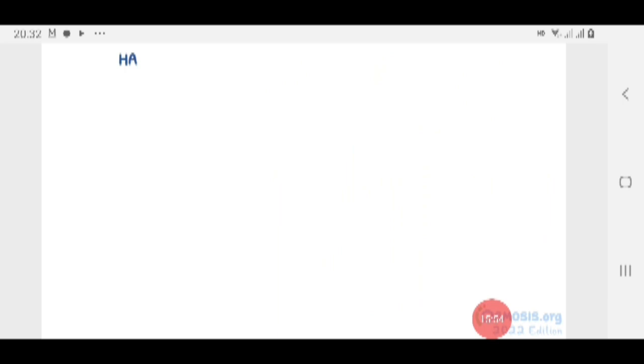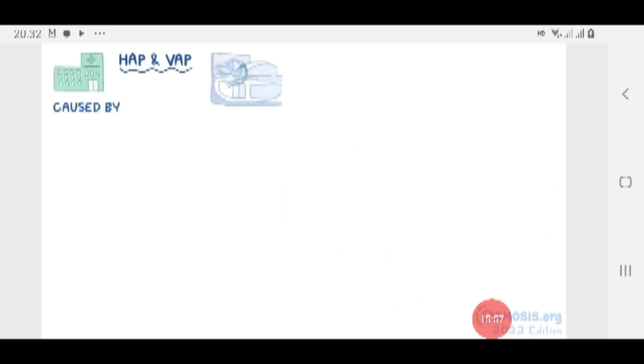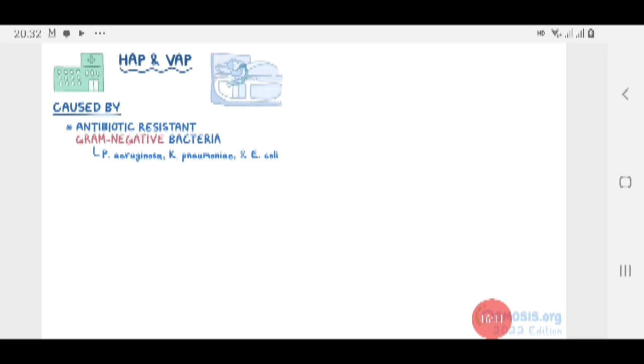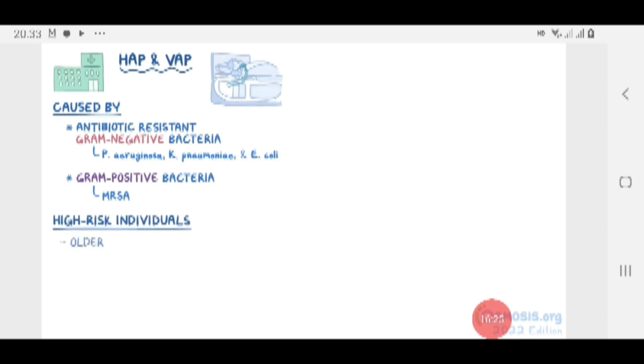Alright, moving on to HAP and VAP, both of which are caused by organisms that are generally more antibiotic resistant, like gram-negative bacteria like Pseudomonas aeruginosa, Klebsiella pneumoniae, and Escherichia coli, as well as gram-positives like methicillin-resistant Staphylococcus aureus or MRSA. In addition, HAP or VAP affects high-risk individuals that are generally older, often have lung disease, and are immunocompromised. And in the case of VAP, have been ill enough to need mechanical ventilation.